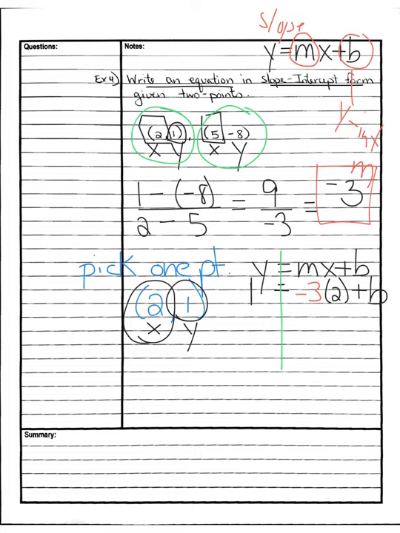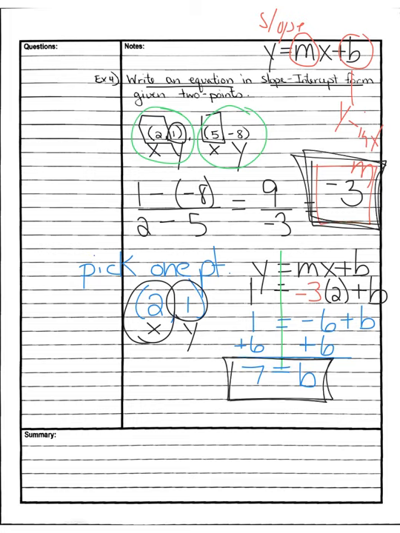So -3 times 2 is going to be that -6 plus b. Bring down my 1. Back to solving equations. How do I get my -6 to the other side? I'm going to add it. Whatever I do to one side, I do to the other. And your b equals 7. We now have the 2 important parts for our problem. We have our m that we found at the very top, and we have our b.